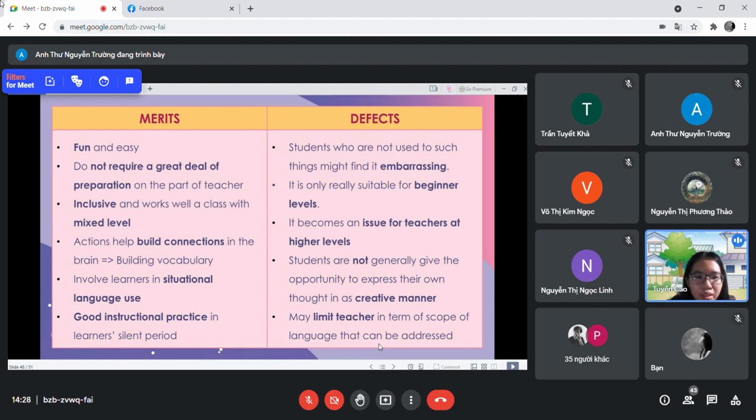Besides, it is only really suitable for beginner levels, which means that it may become an issue for teachers at a higher level. And the action may help the students build connections in the brain, which helps them to build vocabulary. On the other hand, the students are not generally given opportunity to express their own thoughts in a creative manner. Furthermore, it involves the learner in situational language use, and it is a good instructional practice in the learner's silent period.